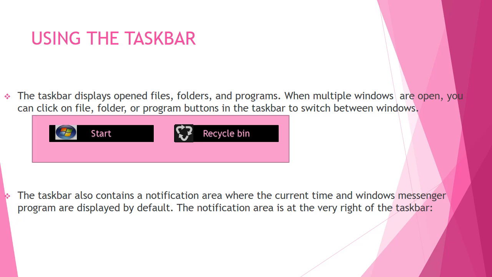So the taskbar also contains a notification area where the current time and Windows Messenger programs are displayed by default. The notification area is at the very right of the taskbar.